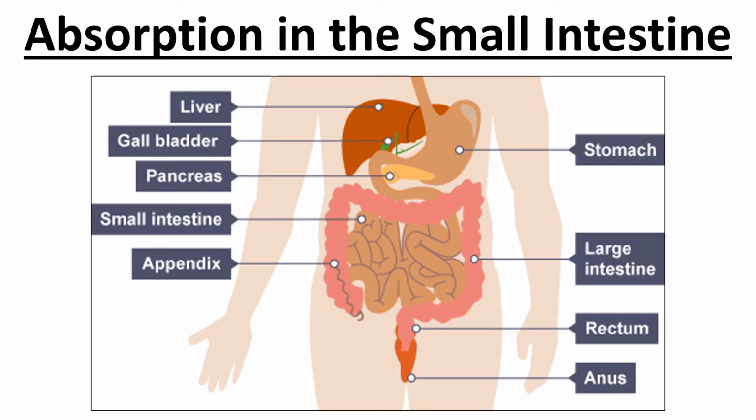So we're going to focus now on the small intestine. So we're assuming that before we've got to the small intestine, in the mouth and in the stomach, those processes we talked about before have occurred. Starch, protein, fats have been broken down, and they're now ready to be taken into the bloodstream. They're smaller, they're soluble.